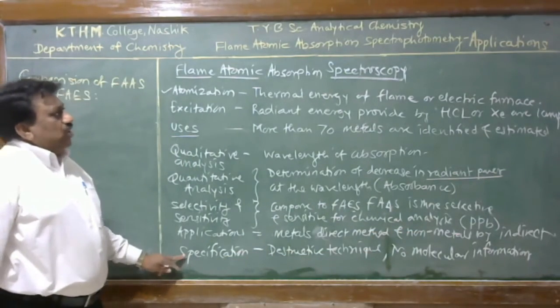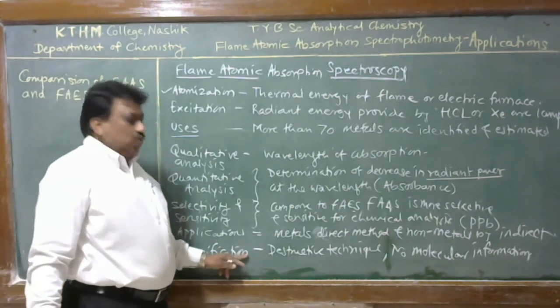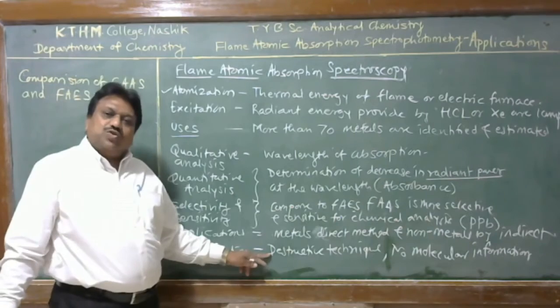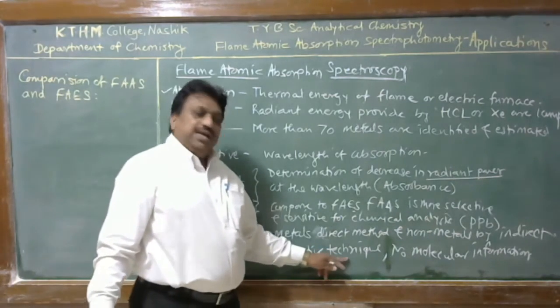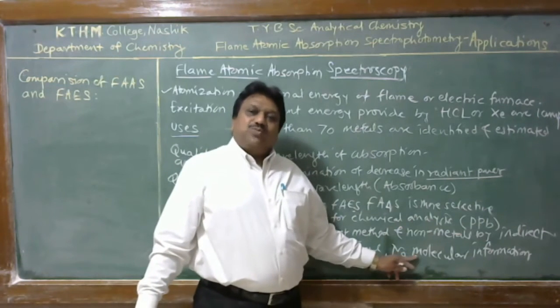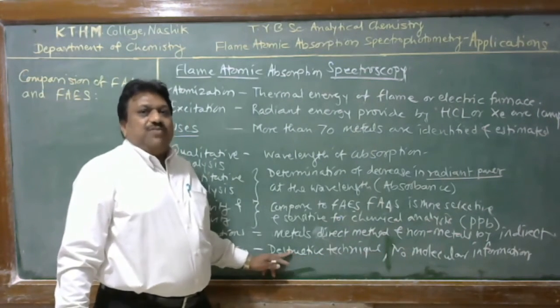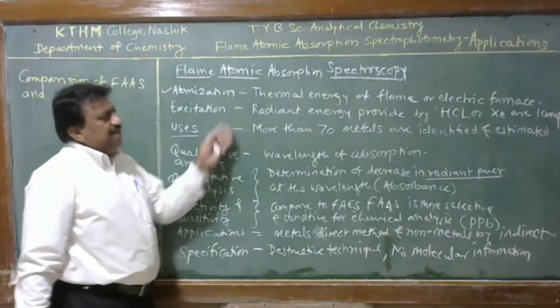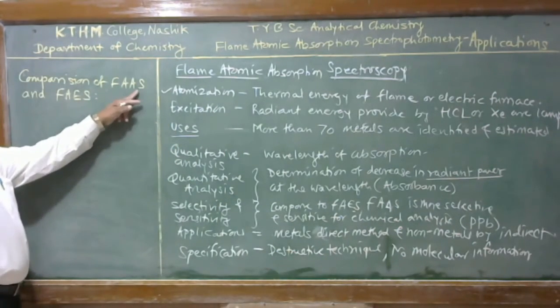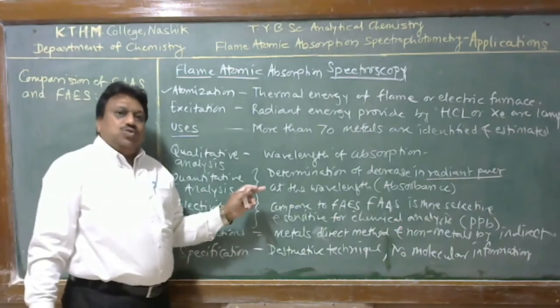Similar to atomic emission spectroscopy, atomic absorption spectroscopy is also a destructive technique in which sample recovery is not possible. As well, it does not provide molecular information, and only gives the total concentration of the element. Now this is a comparison between flame atomic absorption spectrophotometry and flame atomic emission spectrophotometry.